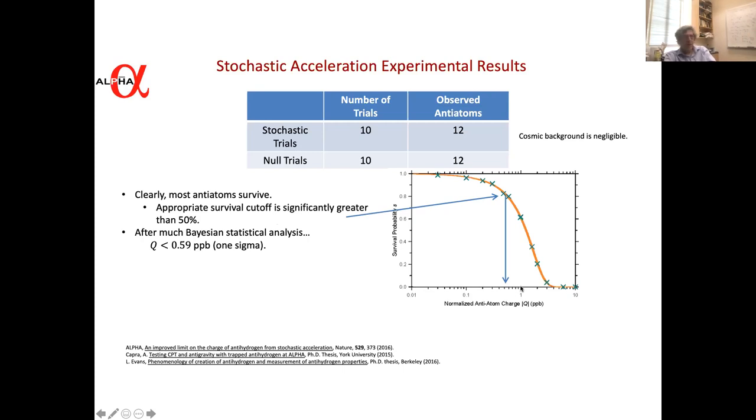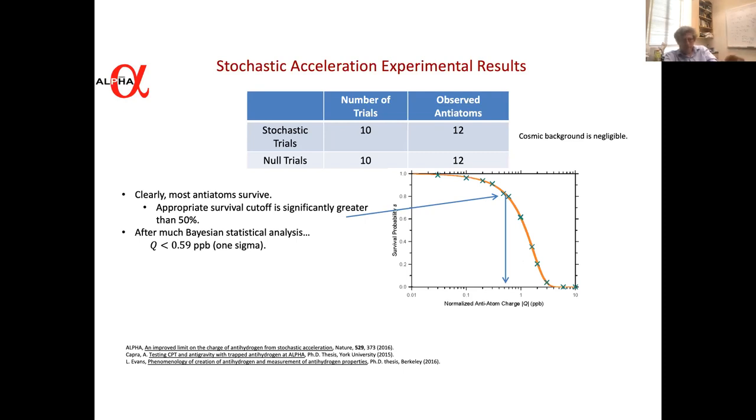If it had more than 1 part per billion, then with high probability, say out here, let's go all the way out to 2, with very high probability, at 3 parts per billion, with very high probability none of the antihydrogen would survive if they had that net charge. So how do we know that? We simulate it.